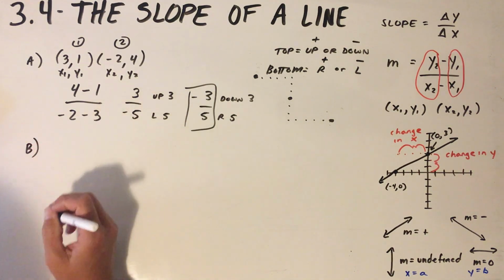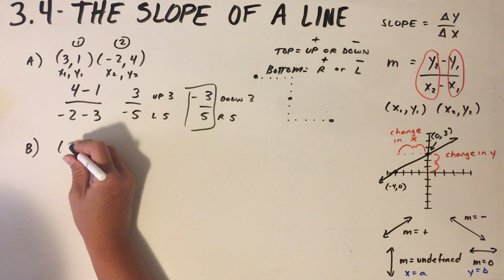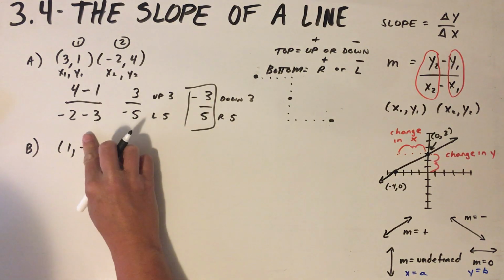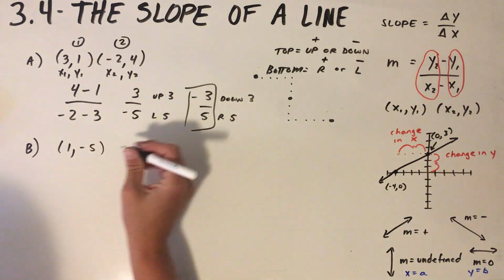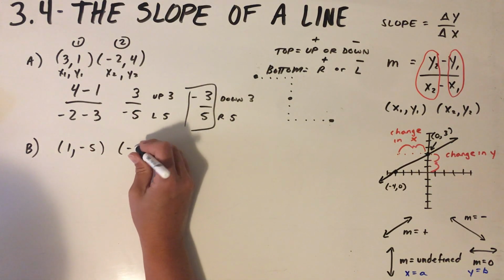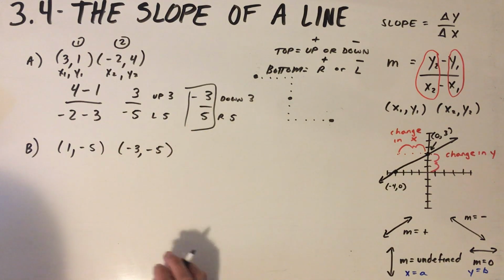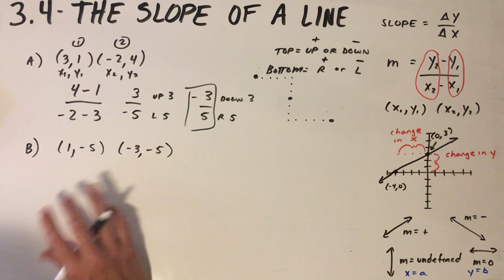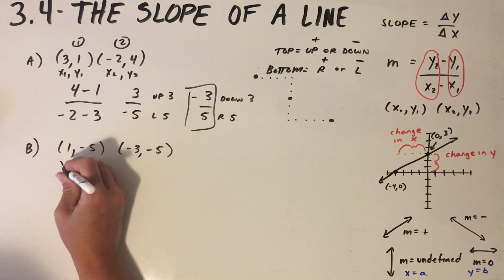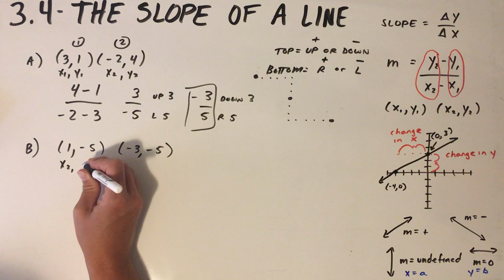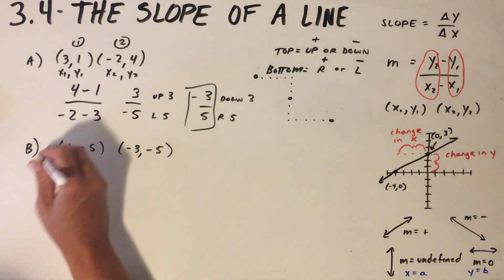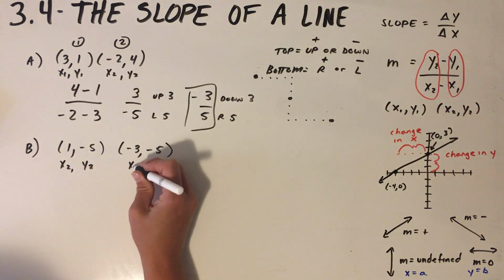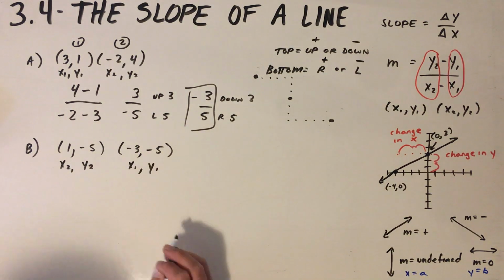Okay, so for B, let's do the points 1, negative 5, and negative 3, negative 5. Again, this just represents an ordered pair. Which order you do this in doesn't matter, so I could say that this one is my x2 and this one is my y2. As long as this ordered pair is kept together, it doesn't matter which one I label which.